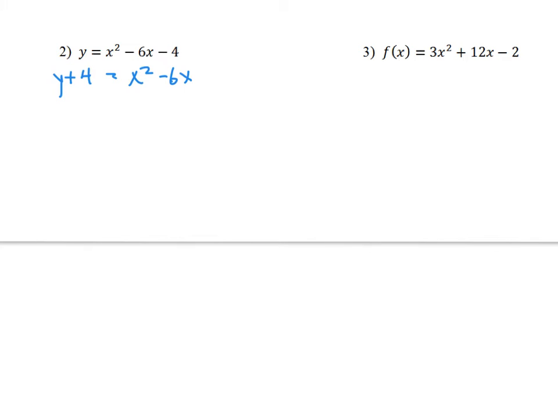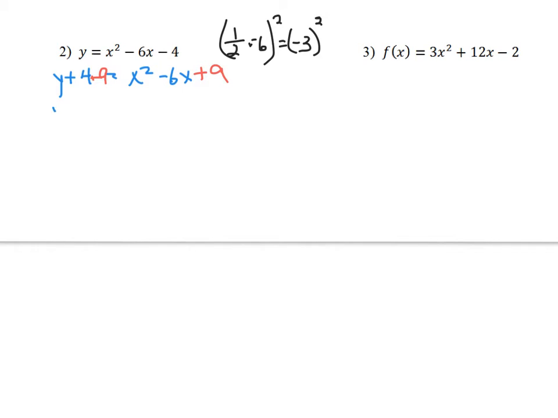Now you'll notice that this one does not have a coefficient of x squared, it's just a 1. So that means I'm going to skip step number 2 and I'm going to go right ahead to completing the square. So I'm going to take half of my middle number, which is negative 6. That gives me negative 3, and that's the number that's going to get squared and added to both sides. So I'm going to add 9 here and add 9 here.